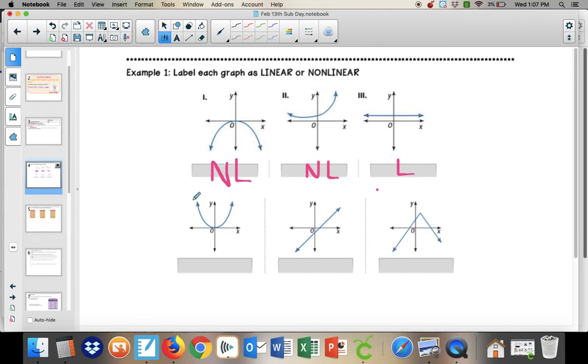The fourth one, again, it is nonlinear because of the curved piece of it. The fifth one is a linear function. It creates a straight line, which means it has a constant rate of change. And this last one, you may be thinking it's linear because look, it's straight and straight, but the fact that it breaks and it goes up and then down does not make it a linear function. You have to have it where it is continuously going straight, continuously going straight. The fact that it goes up, breaks, and goes down, that results in it being a nonlinear function.